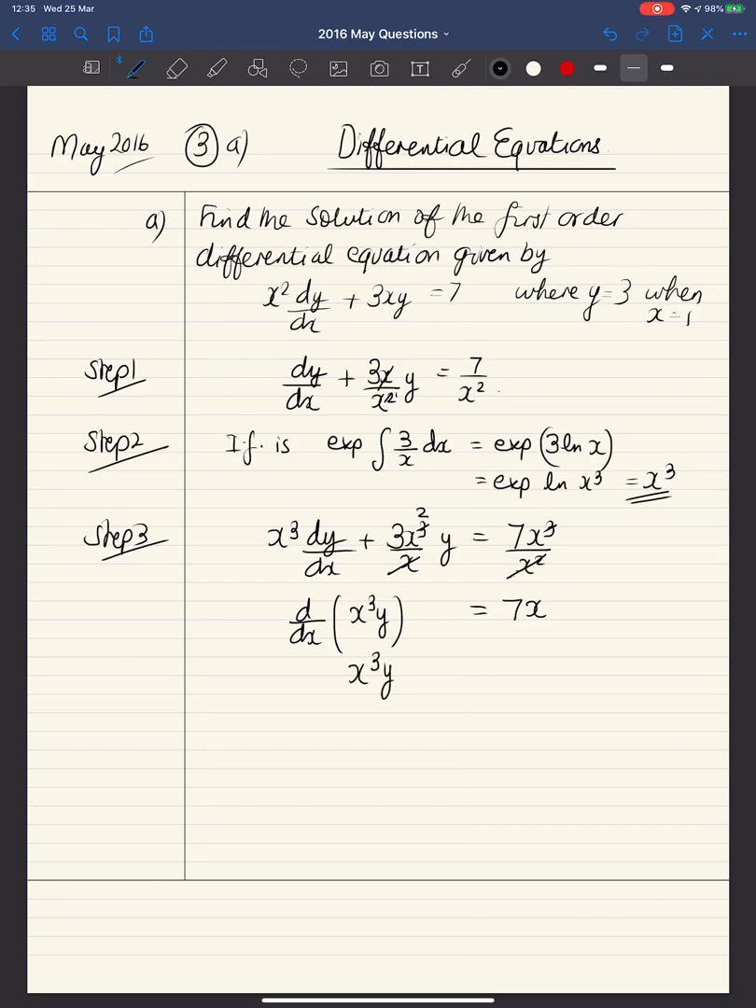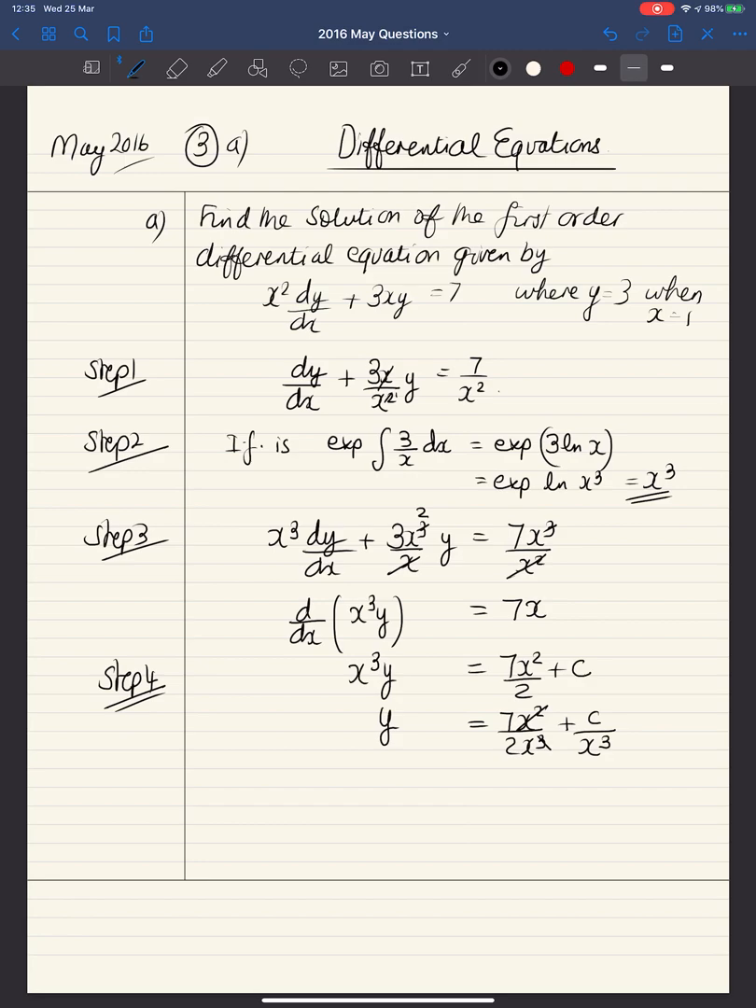So x cubed y is 7x squared over 2, plus c. We integrate both sides with respect to x, that is. So y is 7x squared over 2x cubed plus c over x cubed. And they cancel. That was step 3 to arrange that, and I guess step 4 starts there, where we actually integrate both sides.